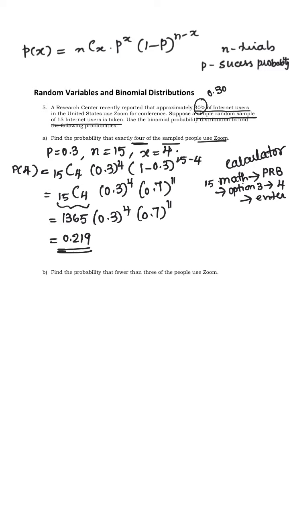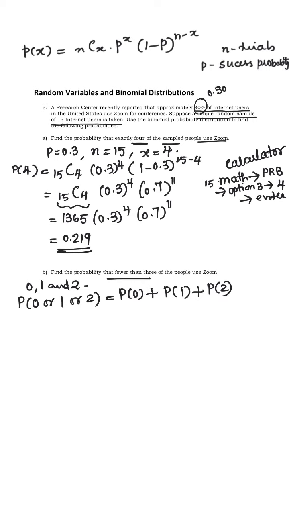Part 2 is find the probability that fewer than 3 of the people use Zoom. So fewer than 3 means it can be 0, 1 and 2. So we need to find probability for 0 or 1 or 2. So that is probability of 0 plus probability of 1 plus probability of 2. So 15 C0, for each one use the above formula.